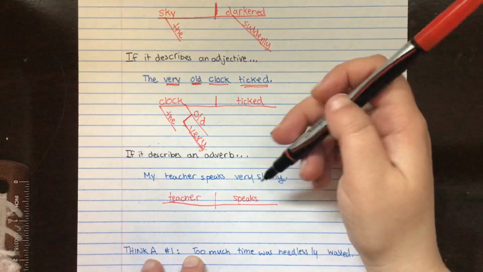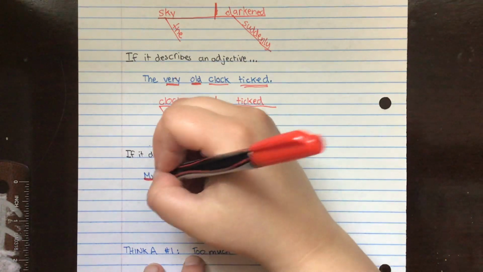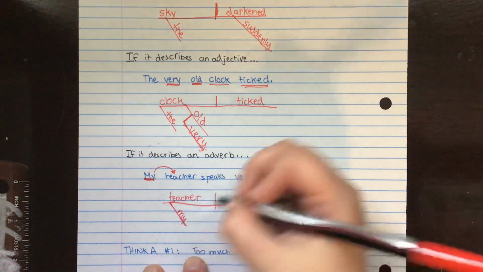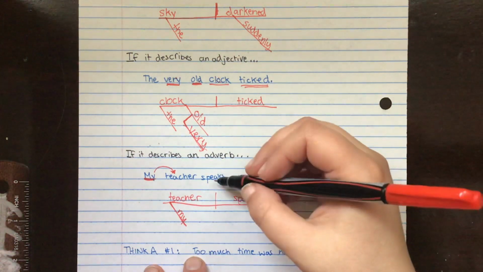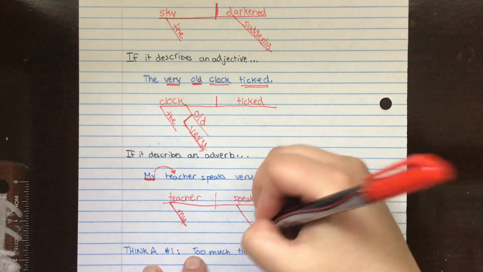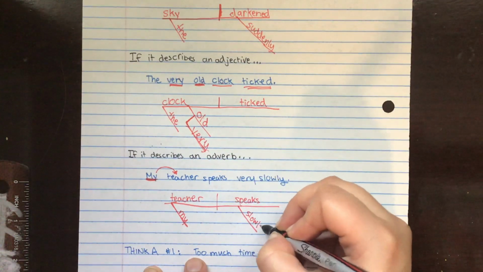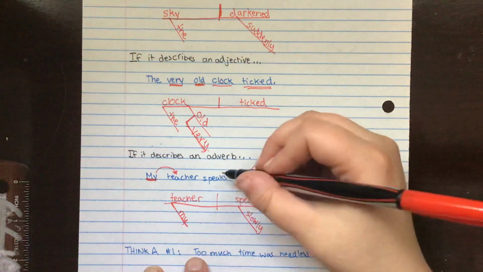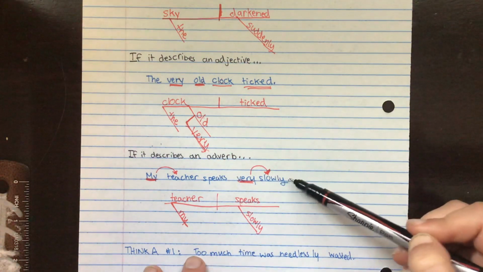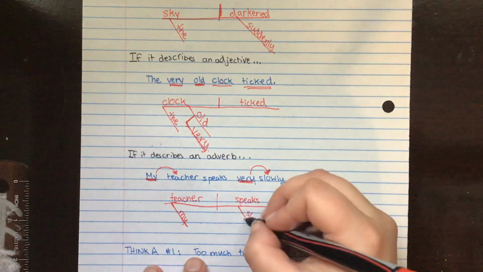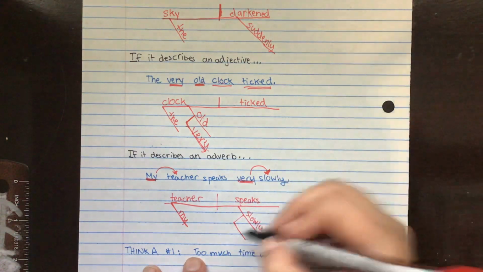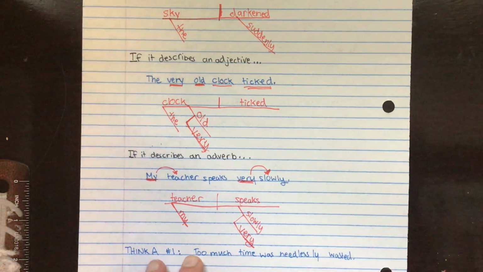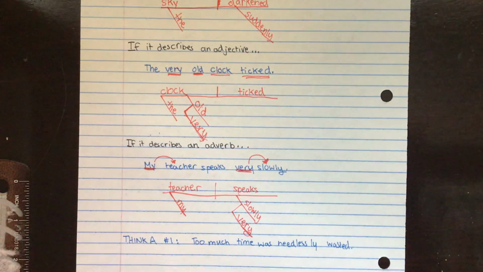Now we're going to add in the describing words. My describes the teacher. So I draw a line off of teacher and I put my on it. Slowly describes how he speaks. So off of speaks, we're going to put slowly. Very describes the word slowly. It doesn't describe the verb, it describes the adverb here. And so in order to put very in, we're going to create a little sprout off of slowly, and that is where we add in very. It's its very own little sprout there. So that's what these things are going to start to look like.